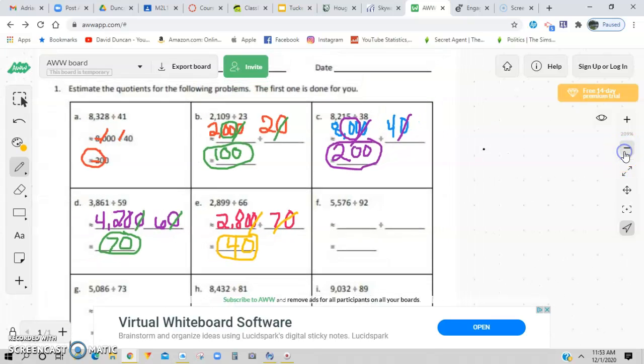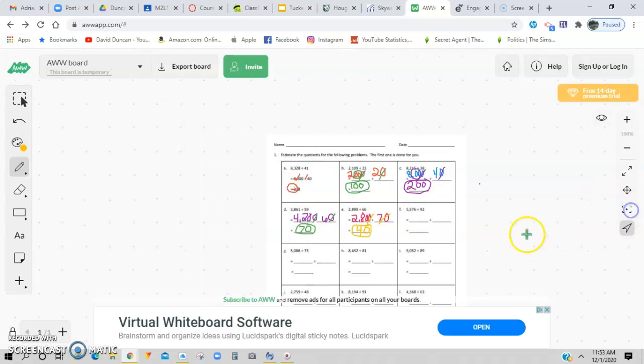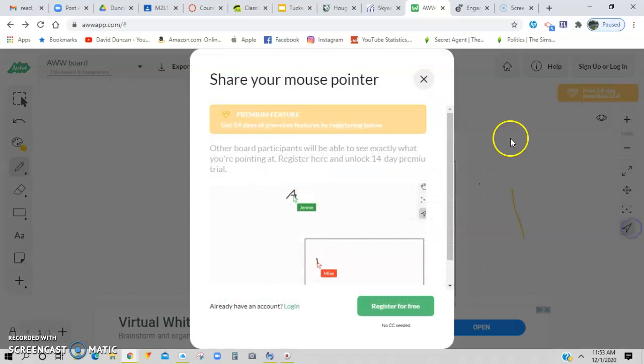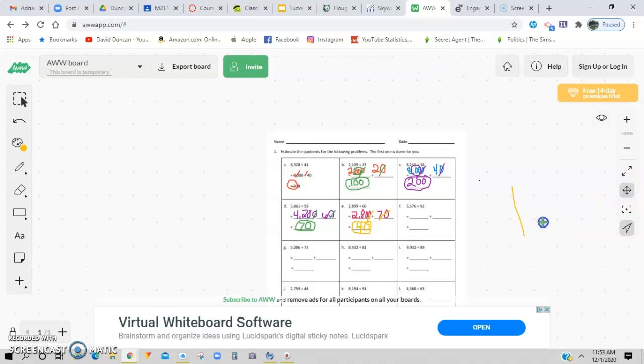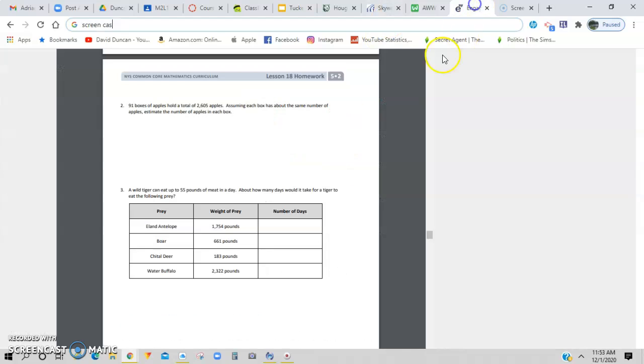So I'm going to have you complete the rest of this worksheet. Oops. Oh my goodness, I keep clicking the wrong thing. All right, I want you to complete this for me. This back page here, 2 and 3, is going to be extra credit if you wanted to complete it. So question 2, the back side of this sheet, says 91 boxes of apples had a total of 2,605 apples. Assuming each box had the same number of apples, estimate the amount of apples in each box.